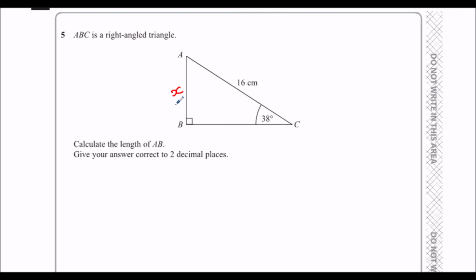So it's SOHCAHTOA. Let's label the triangle. The hypotenuse is the longest side, opposite the right angle. The opposite is opposite the angle we're using. And the adjacent is in between the angle we're using and the right angle. So we're using SOH, CAH, or TOA. We have H as 16, so H is in the question. O is X, so that's in the question. A isn't, so cross out the ones with A, it's SOH.